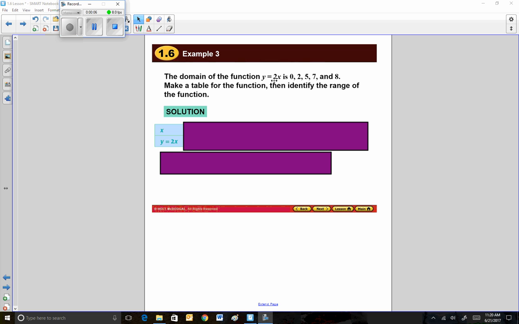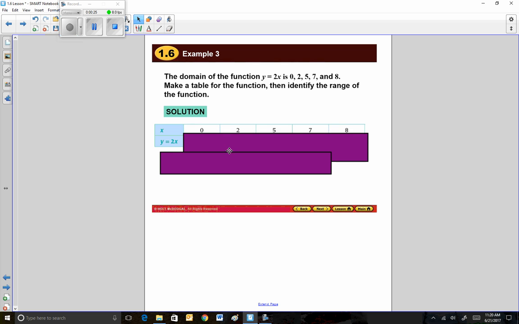The domain of the function y equals 2x is 0, 2, 5, 7, and 8. So this must be the rule for our function y equals 2x, and there's the domain values. Make a table for the function. So we start off by writing x for our domain, y equals 2x our rule for our range. The next step is to substitute in the numbers that they gave us up here for our domain. So we write those numbers down, and they will determine our range.